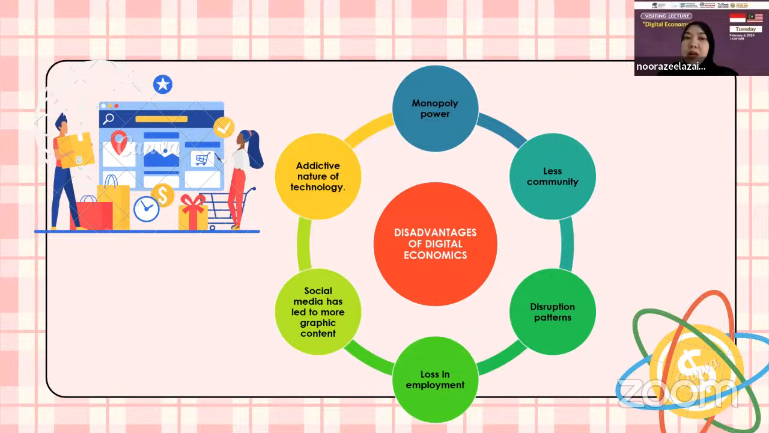And the second one, loss of community. So the digital economy has the potential to reduce face-to-face interaction, and we can lose community ties as people increasingly engage in online interaction rather than in-person socializing. So this shift may lead to feelings of isolation, loneliness, and a decline in community cohesion.